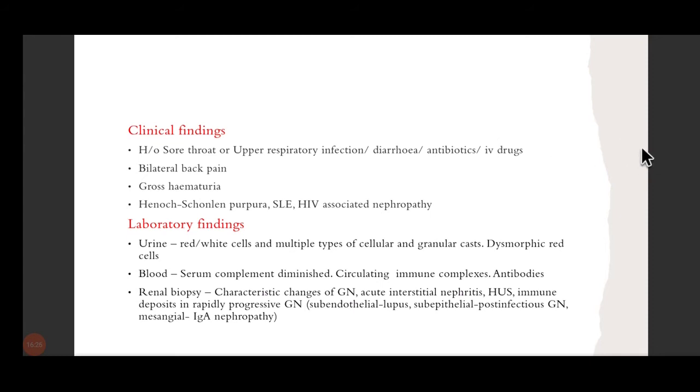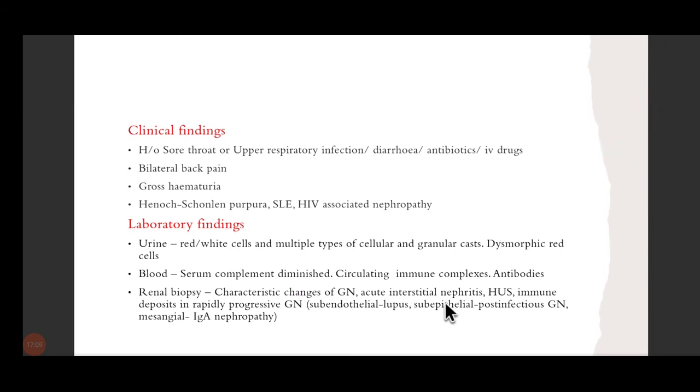Blood investigations reveal there is a decrease in serum complement, and there may be circulating immune complexes or antibodies in the system. Then, if you were to plan a renal biopsy, you would see characteristic changes pertaining to the disease that has occurred. Suppose characteristic changes of glomerulonephritis, acute interstitial nephritis, HUS, immune deposits in rapidly progressive glomerulonephritis.